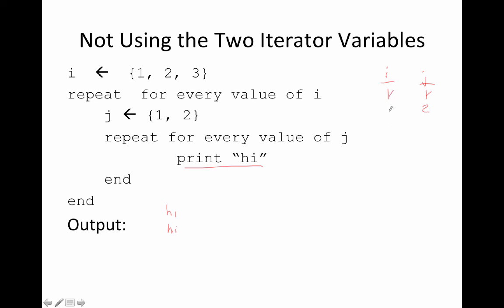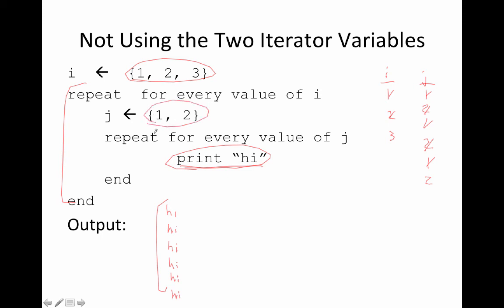Then i gets the value 2, j gets the value 1, we're going to print hi. j gets the value 2, we're going to print hi. i gets the value 3, j gets the value 1, we're going to print hi. j gets the value 2, we're going to print hi, and now we've gone through the entire action. So since the action just involved printing hi, all we're doing is repeating that 6 times. So i goes through the values 1, 2, 3. For every value of i, j goes through the values 1 and 2. So 6 times altogether, we print out the word hi.